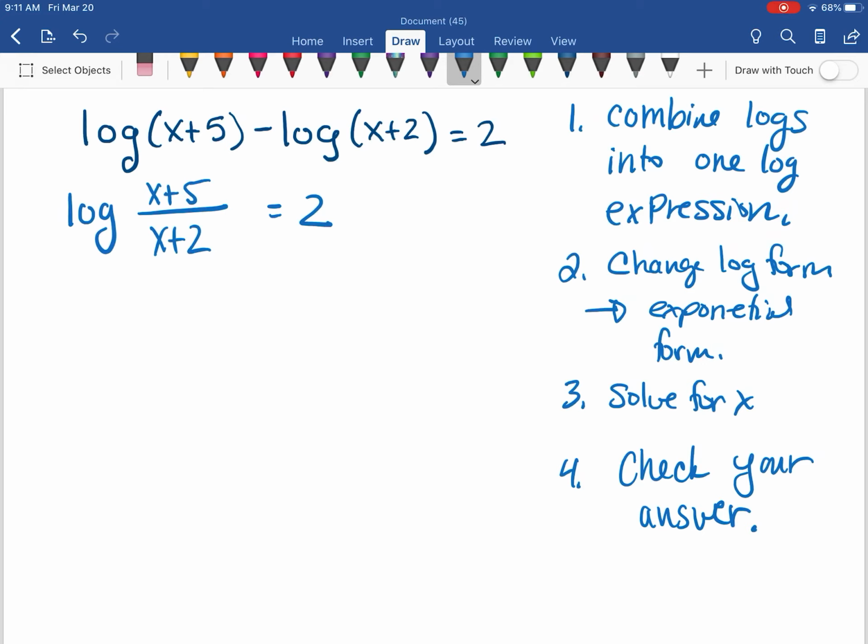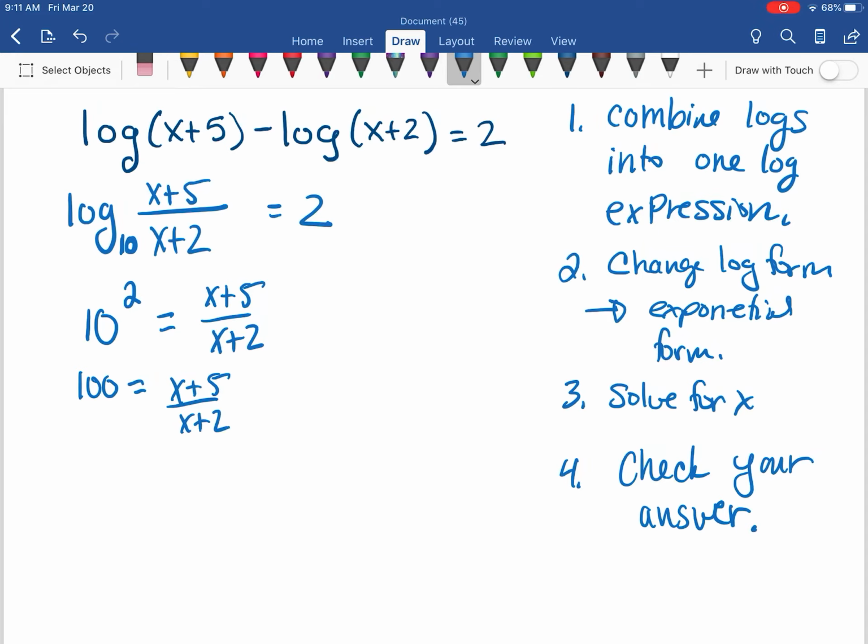So now that I have it with one log expression and it's all condensed, now we're going to change it into exponential form. Now, even though it doesn't say it here, we know that if there's no base listed, we're going to assume that it's the common log, which is base 10. So to put this into exponential form, I'm going to take 10 to the second power is equal to x plus 5 over x plus 2. So then I get 100 is equal to x plus 5 over x plus 2.